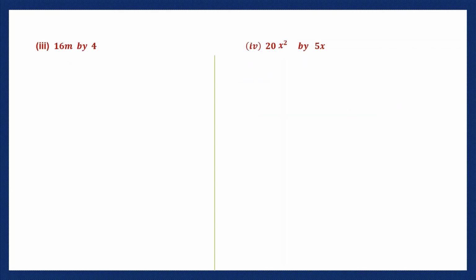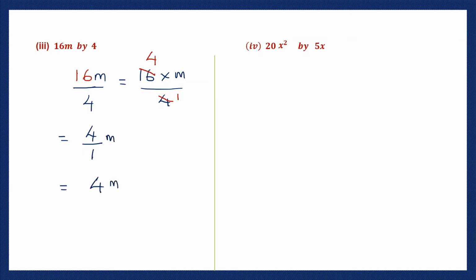Question 3. Divide 16m by 4. So 16m will divide it by 4. So 16m by 4 is 16 into m divided by 4. So now let's cancel what we can. I can cancel 4 and 16. 4 ones are 4, 4 fours are 16. So what is left there? I get 4 by 1m, which is equal to 4m. So final answer here is 4m.